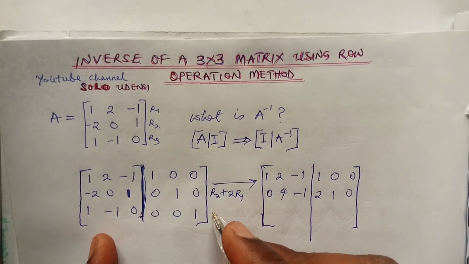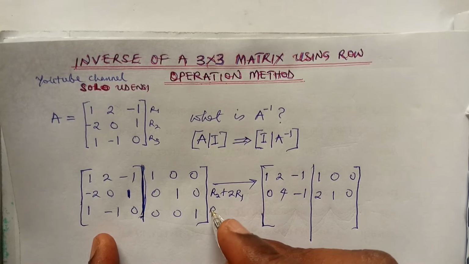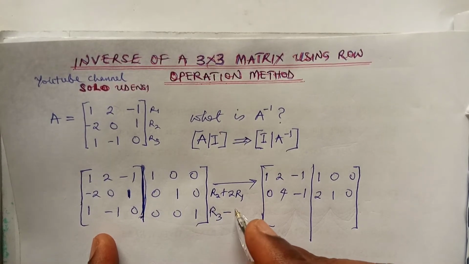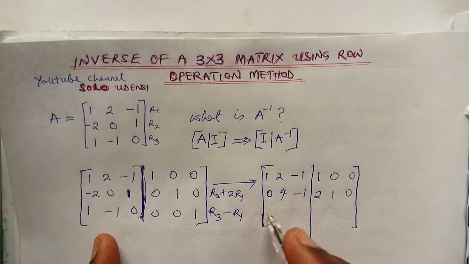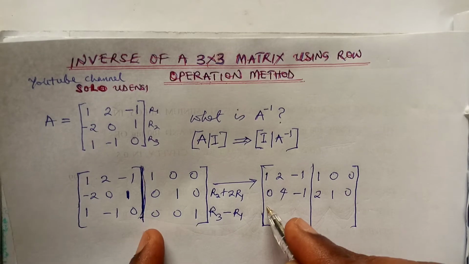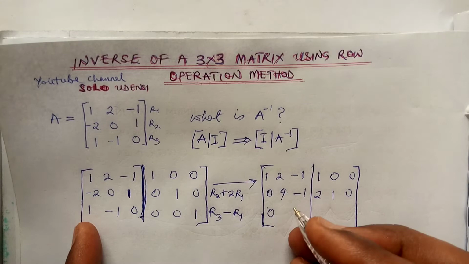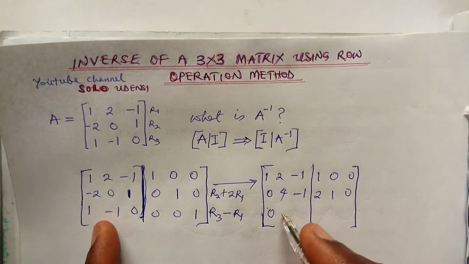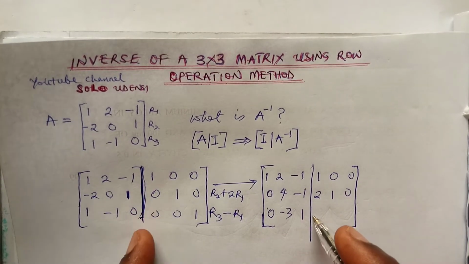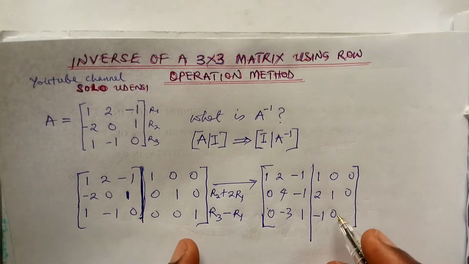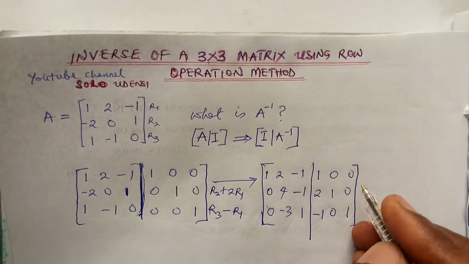Since our row 1 is constant, we can do row 3 minus row 1. Row 1 is constant, okay? So row 3 is this one minus row 1: we have 0 here, this minus this we have minus 3, then plus 1, then minus 1, then 0, then 1. So we have done this operation.